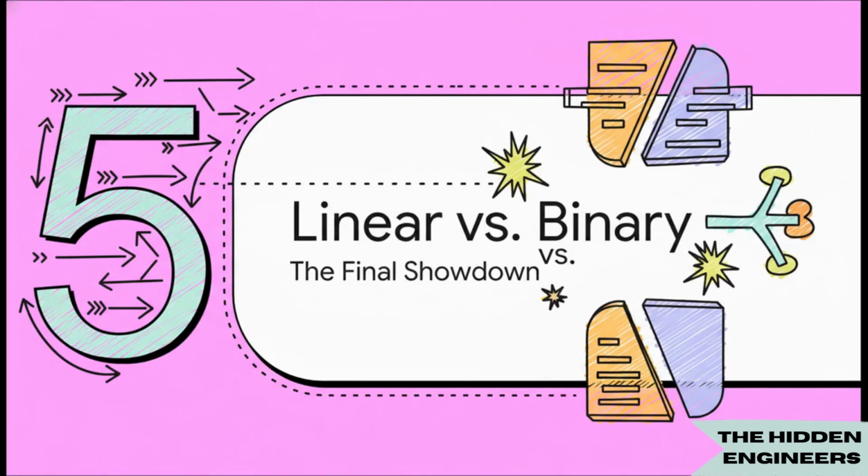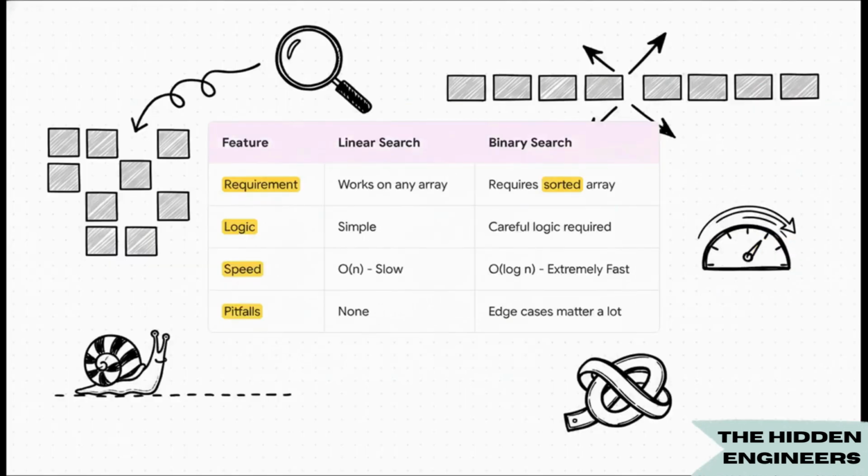All right, now that we've dug into the mechanics and all the common pitfalls, let's put these two algorithms head-to-head for the final showdown. This table is basically your cheat sheet. Linear search works on anything, it's simple, but it's slow. Binary search, it is breathtakingly fast. Its O of log n time means, get this, you can search 1 billion items in about 30 steps. That's insane. But it demands that sorted array, and it demands very careful logic.